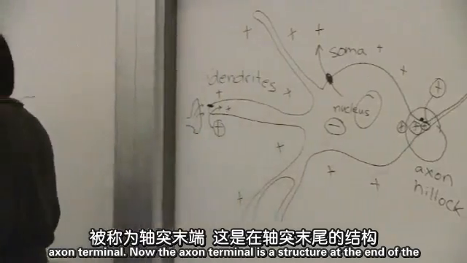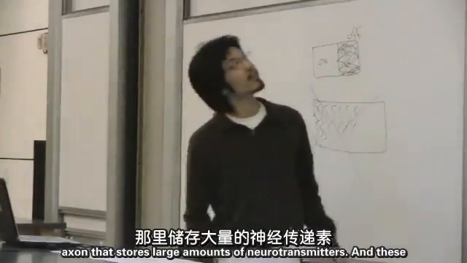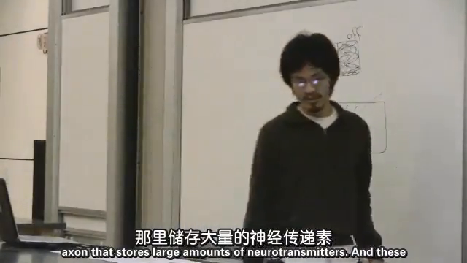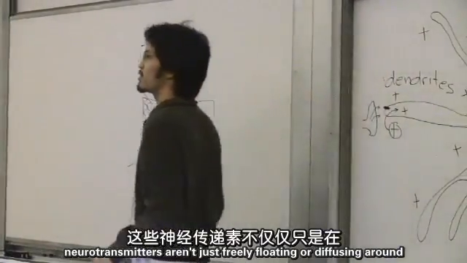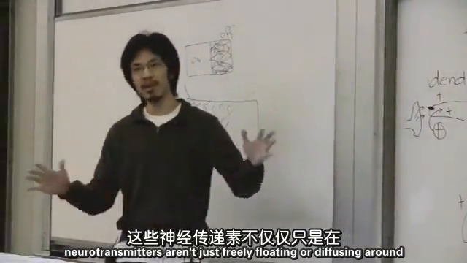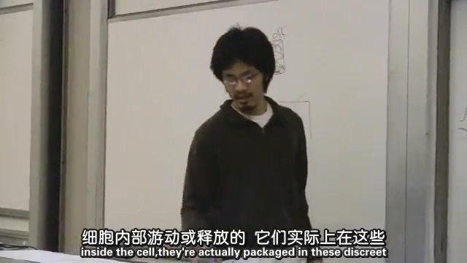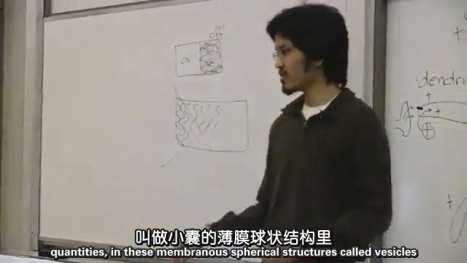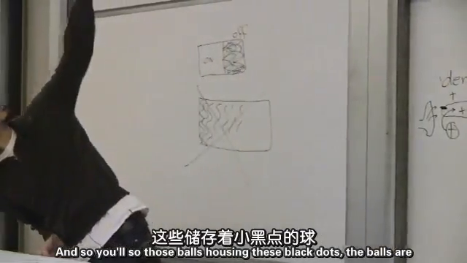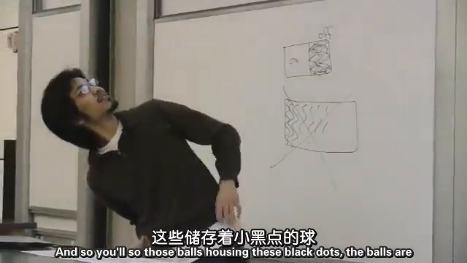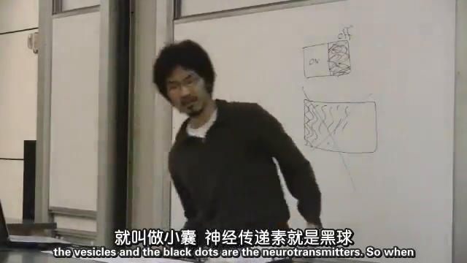Now, the axon terminal is a structure at the end of the axon that stores large amounts of neurotransmitters. These neurotransmitters aren't just freely floating or diffusing around inside the cell. They're actually packaged in discrete quantities in membranous spherical structures called vesicles. You'll see those balls housing these black dots. The balls are the vesicles, and the black dots are the neurotransmitters.